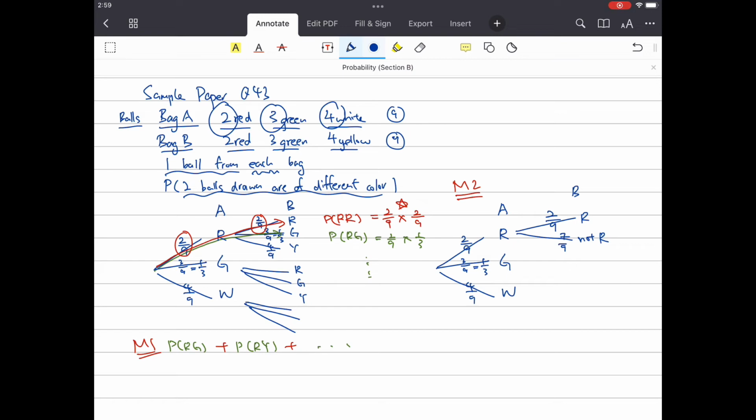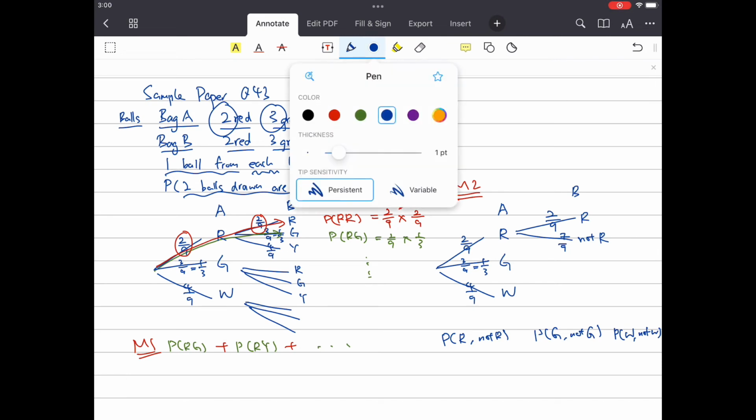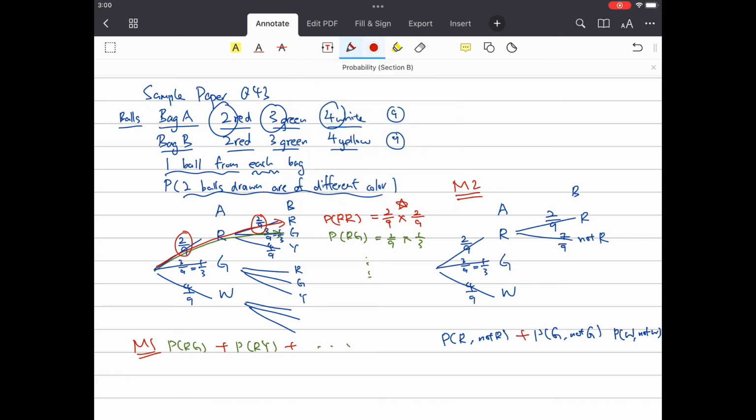If we simplify the cases like this, there are only 3 cases now. The first one is red and the second one is not red. The second case is the first one is green and then the second one is not green. And finally, the first one is white and then the second one is not white. So we simply add these 3 cases together, which is much simpler than method 1.